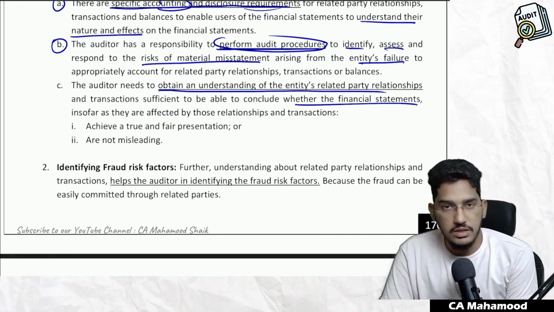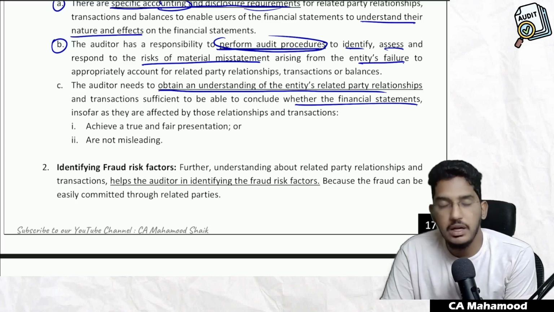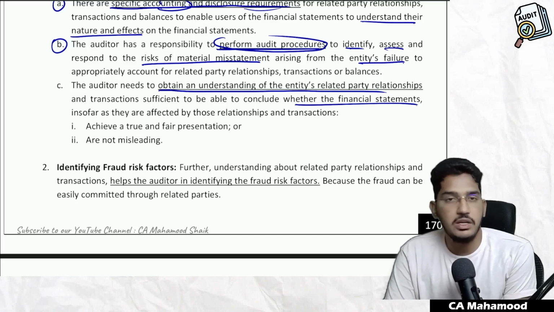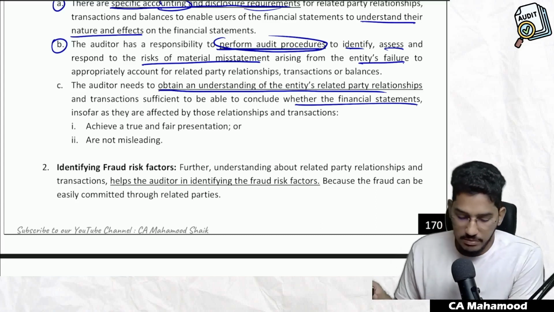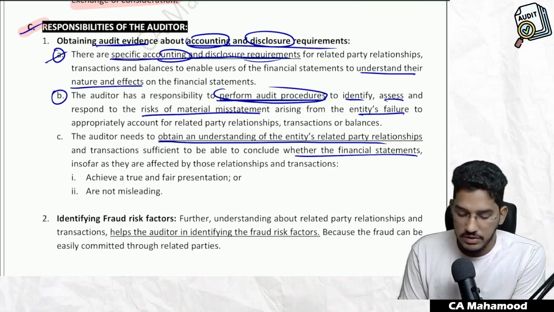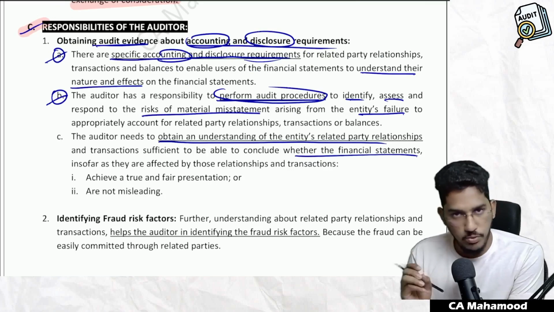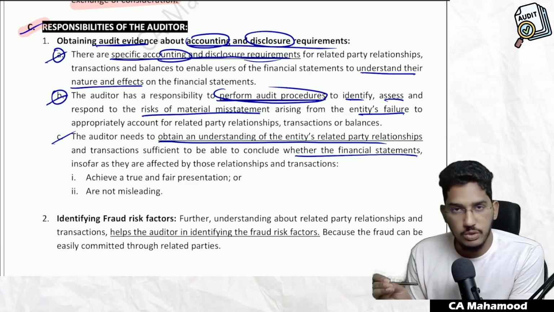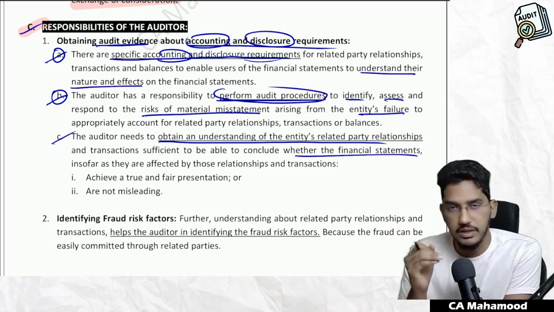Nothing but you take the time, try to understand who the related parties are and what transactions are happening with them, perform audit procedures, obtain audit evidence, and make sure that the financial statements give a true and fair view and are not misleading, especially because of related party transactions. Simple. So once again, if I summarize: first, there are specific accounting and disclosure requirements. Number two, you have to perform audit procedures. Number three, finally, you have to conclude whether the financial statements give a true and fair view and are not misleading because of related party transactions.